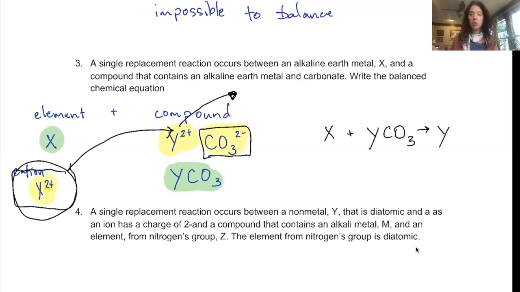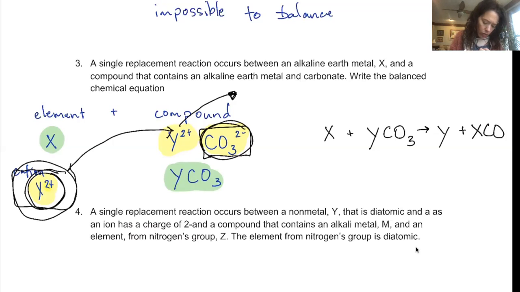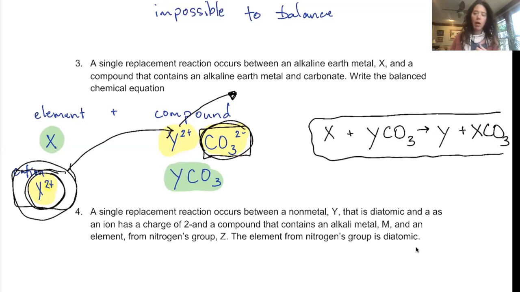We have no reason to believe that Y is diatomic. It's not. We were not told that. And it's positive. There are not positive diatomics for the most part. And we will have X with a +2 charge going with CO3 with a 2 negative charge. That makes XCO3. And the equation is already balanced.